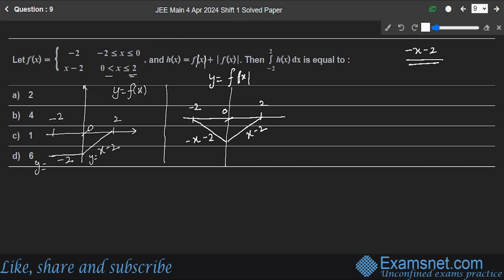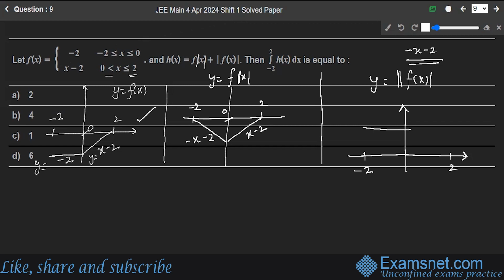Next, the third one, when y = |f(x)|. That means for this function, when you take the mod of it, you get a mirror image of the function. So this was your -2, this was your 2. Whenever f(x) gives you -2, I'll take a mod of it, you will get +2 as the answer. So it will go like this.